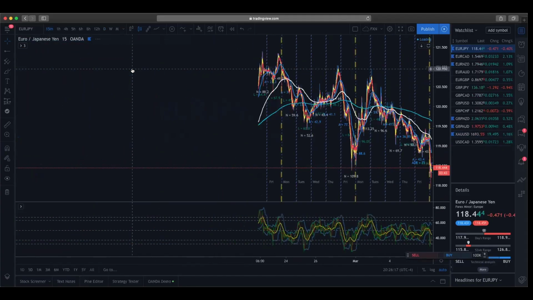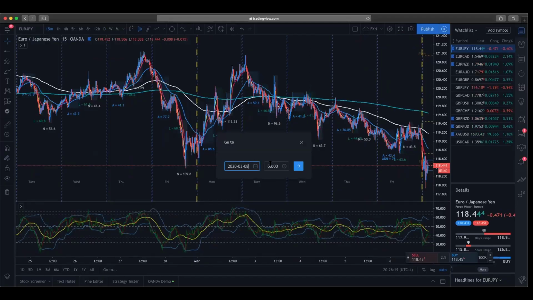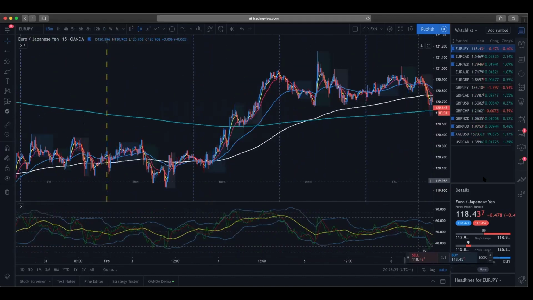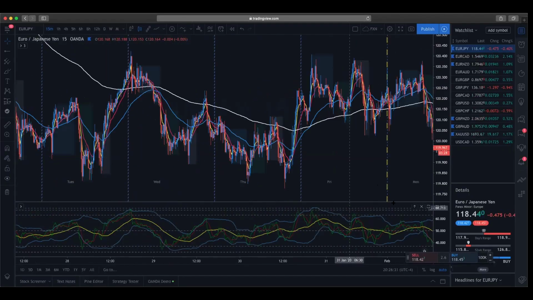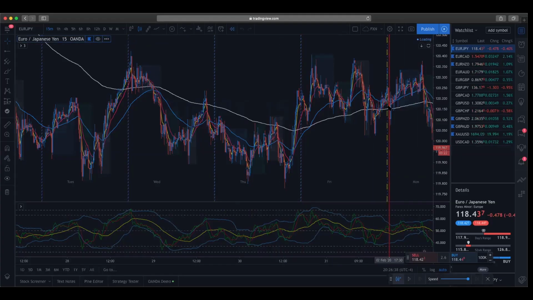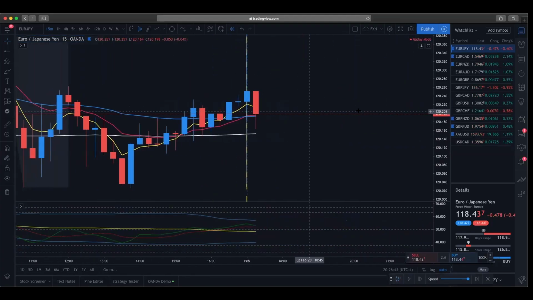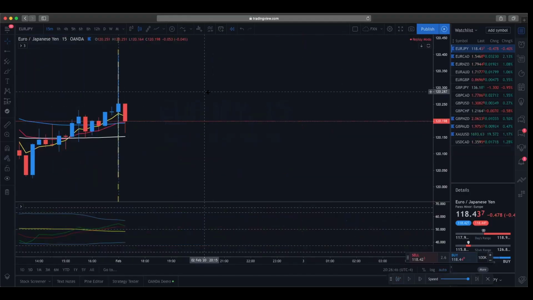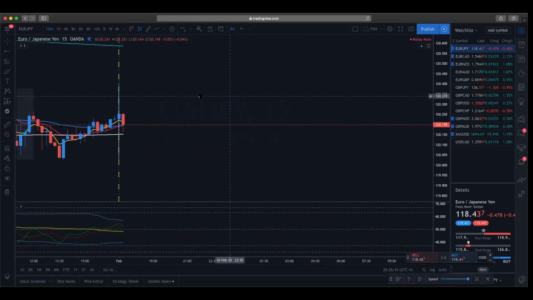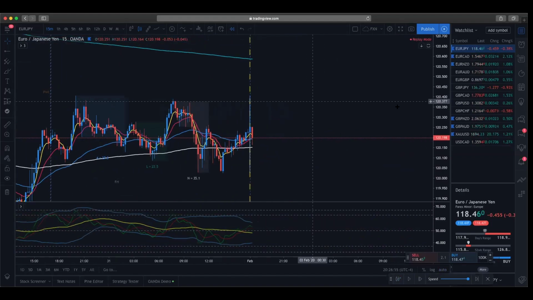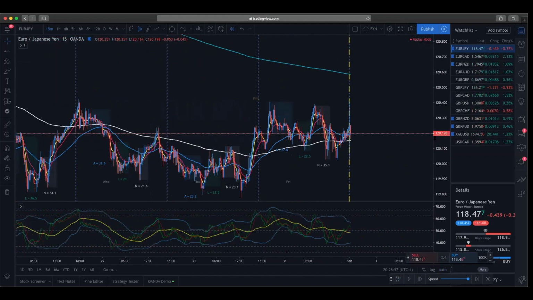Let's go back to February 1st here. So here's what we're going to do. Let's play this and talk about what's happening here day per day, so we can understand exactly what's happening and how we can better understand what we're looking at when we're taking trades.